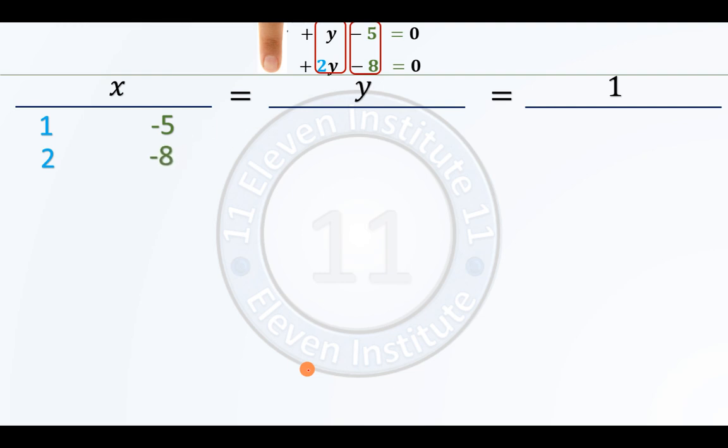But yet the chance of x is not over. This is the most important step. You have to copy this minus 5 and minus 8 over here also. So we will copy them. You can see they are blinking, and we will paste them over here. Now the chance of x is over, so we will remove all this.